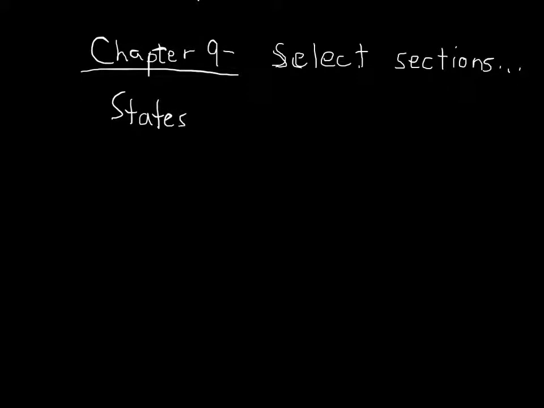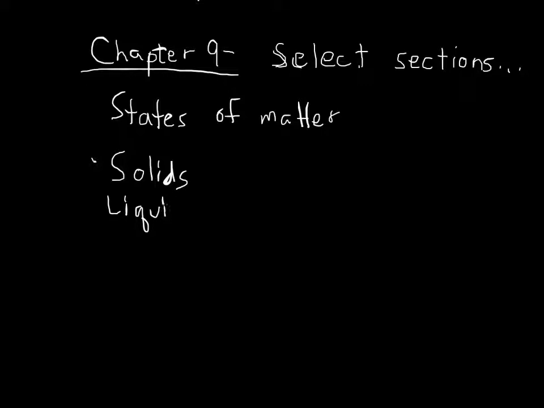There are 4 normal states of matter that we're used to studying. These 4 states would be the things you learn in elementary school. We have solids, we have liquids, and we have gases. These are the big 3, and then finally we also have plasmas.